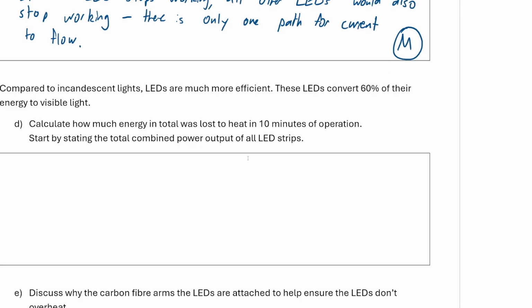Alright, part D. So LEDs are much more efficient than incandescent bulbs. LEDs convert 60% of their energy to visible light. Calculate how much energy in total was lost to heat in 10 minutes of operation. Start by stating the total combined power output of all LED strips. Okay, so if it converts 60% of their energy to light, let's assume that remaining 40% is lost to heat. Yeah, there might be some sound, but it would be very insignificant.